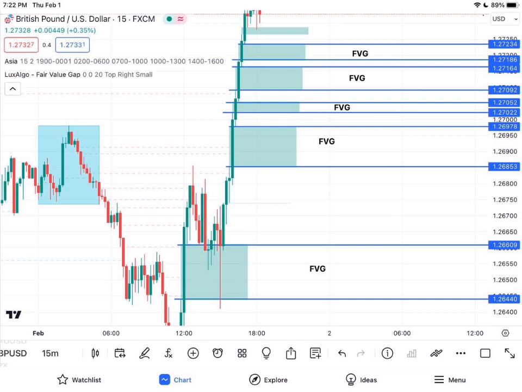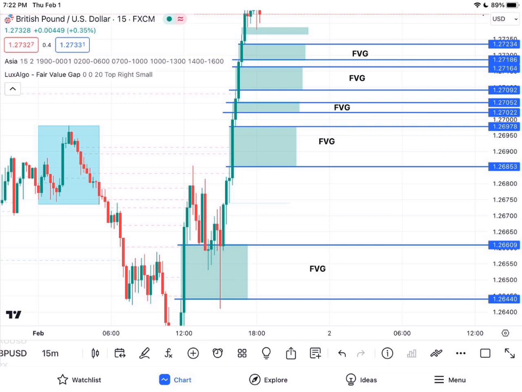Before we proceed, I just want to let you know that I make use of an indicator. The name of the indicator is Fair Value Gap by LuxAlgo. You can go to your TradingView and search for it, and you can make use of it to make things easier for you.